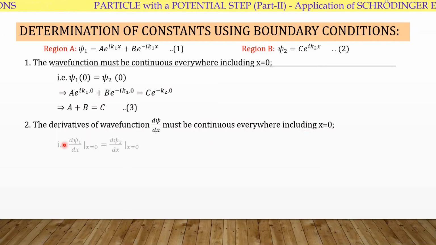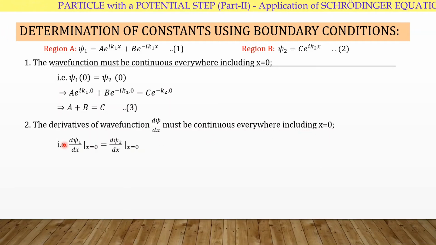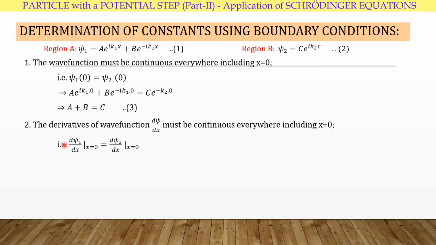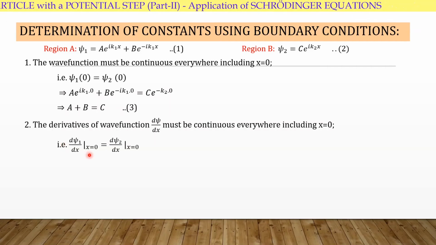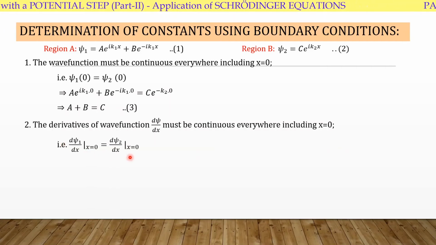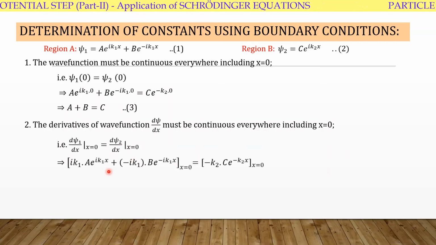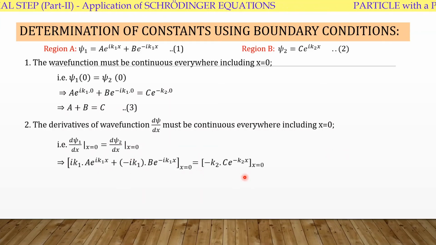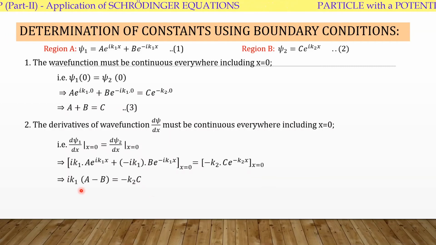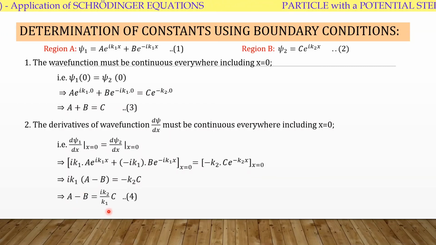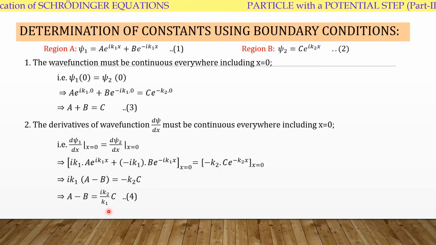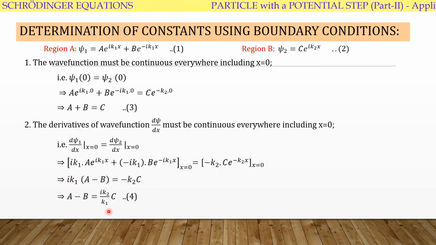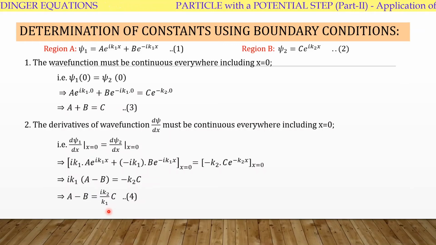So calculate psi 1 and psi 2, their derivatives, and their values at x equal to 0 must be equal. So these are the derivatives, and now I put x equal to 0, and now I arrive at the result a minus b equal to iota k2 over k1 into c. This becomes my equation number 4.